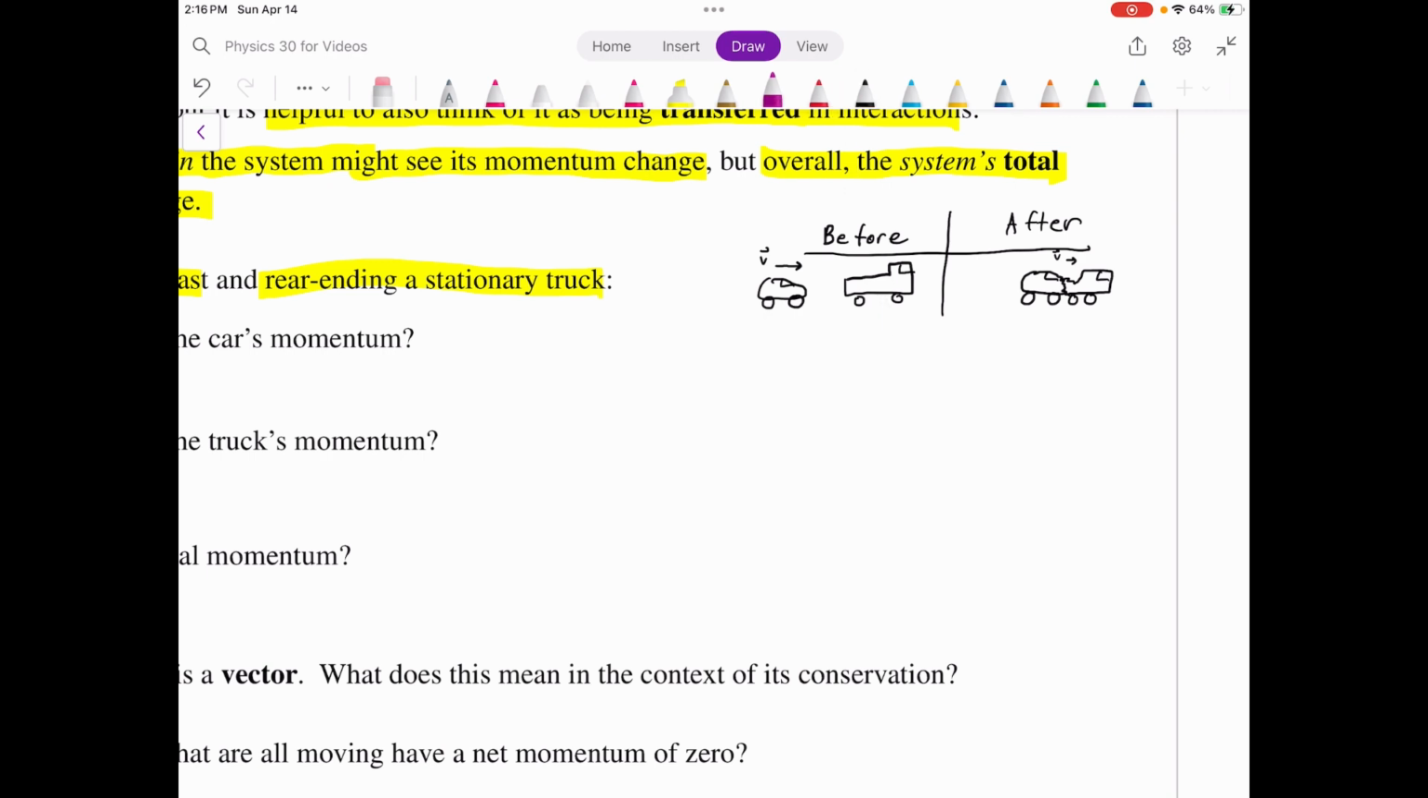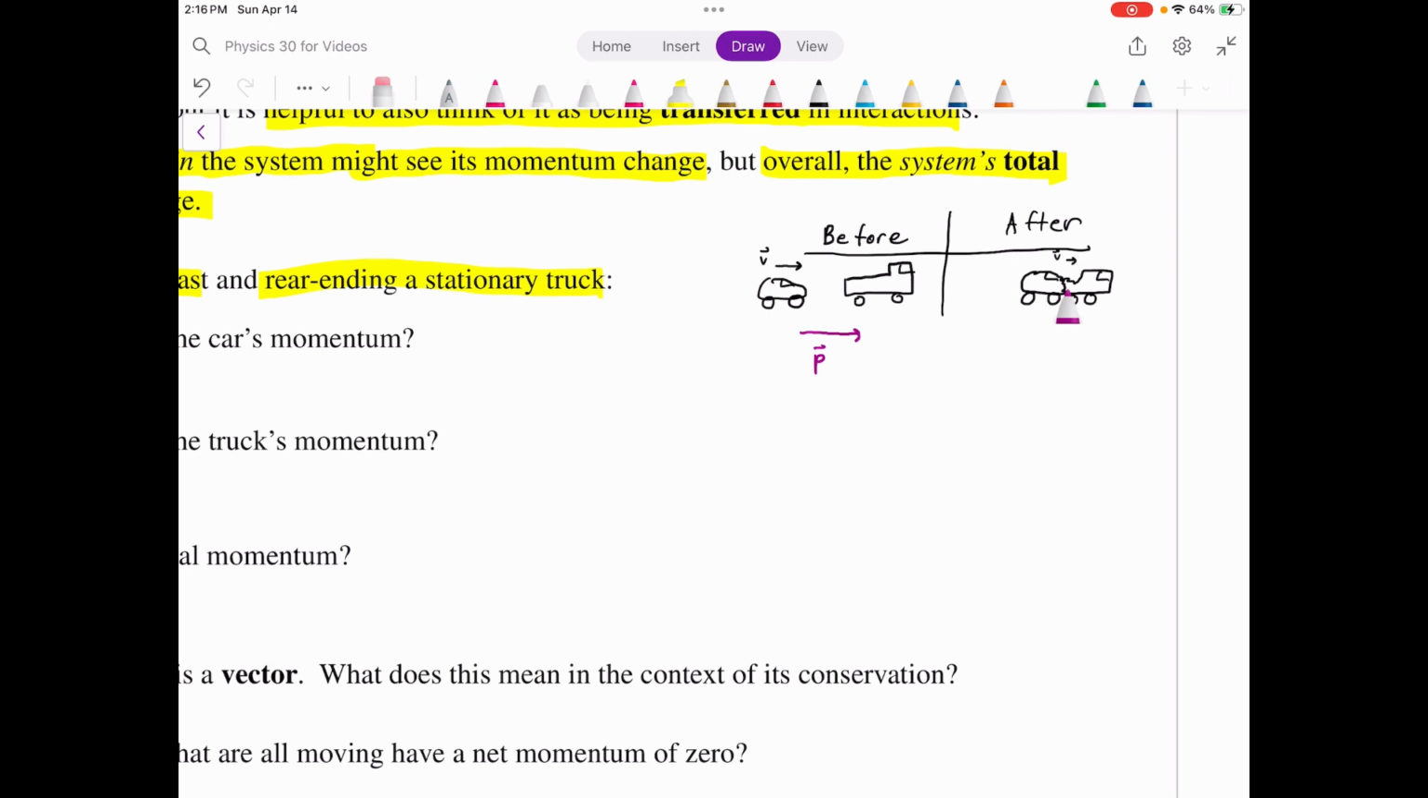So the total momentum in this system will definitely be to the east. We don't have any numbers, so we can't say what it is. But if we knew the car's mass and the car's velocity, we could say that the total momentum would just be the car's mass times the car's velocity. The truck doesn't have any momentum before because it's not moving.